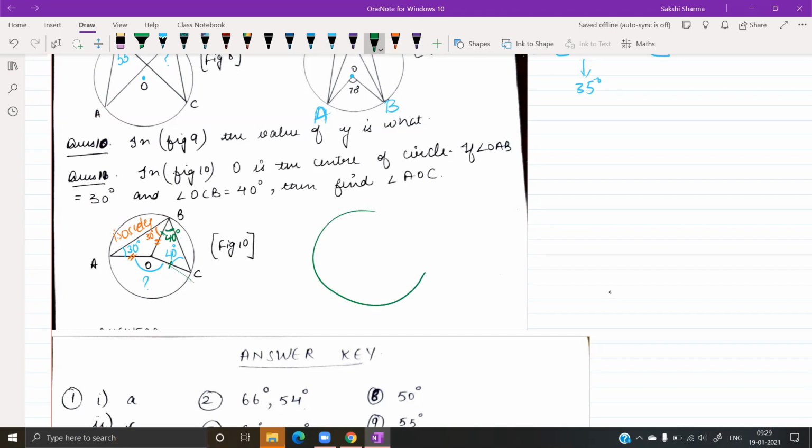Now, if I have the same circle, you have arc AC subtending angle AOC at the center and angle ABC on the circumference. This angle is 70 degrees. Now you can find out angle AOC. That will be 140 degrees.